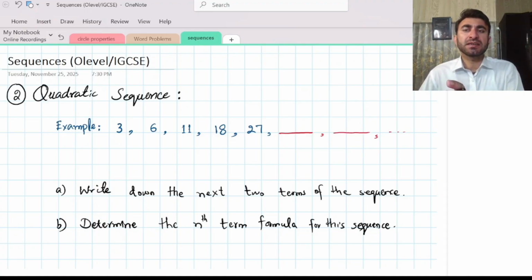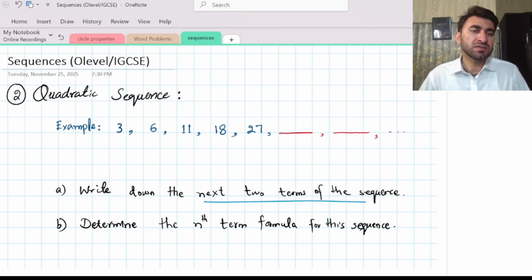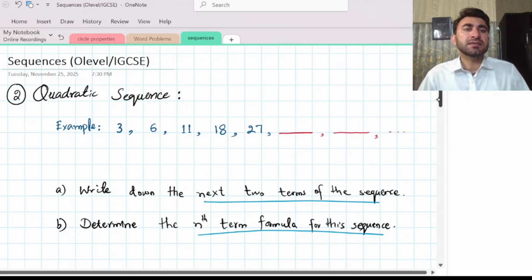Here we have taken an example of a quadratic sequence, and first we are going to generate the next two terms of this sequence, and then we are going to determine the nth term formula for this sequence. First of all, let us discuss the nth term formula for a quadratic sequence.